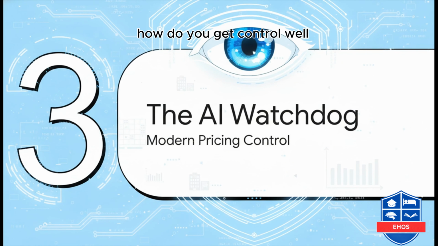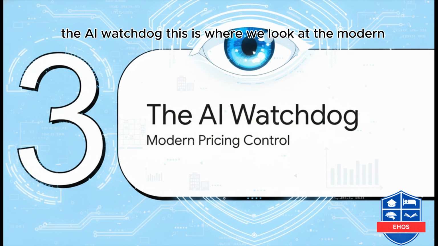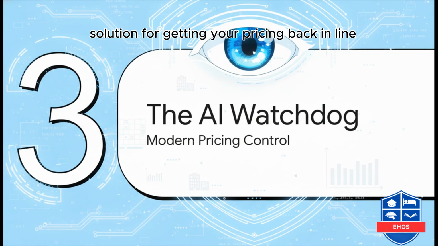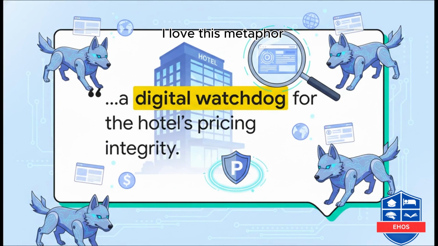How do you get control? Well, that brings us to our third section, the AI watchdog. This is where we look at the modern solution for getting your pricing back in line. I love this metaphor, a digital watchdog for the hotel's pricing integrity. It's perfect. Top-tier hotels today are using powerful AI platforms that act as exactly that.